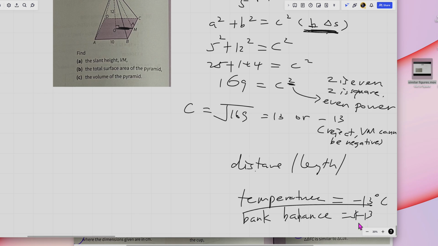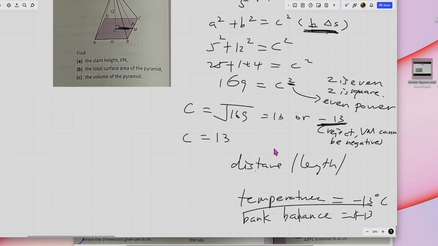So in a way, you don't reject negative numbers every single time. It depends whether this negative 13 can be accepted in that situation. In this situation, it cannot, because negative 13 can't be used to describe the length of VM, right? So therefore, you reject. VM cannot be negative. Okay? So that means C is equal to 13 only in this case.